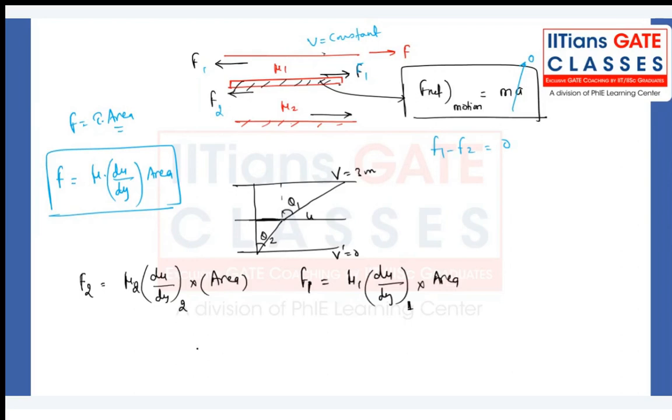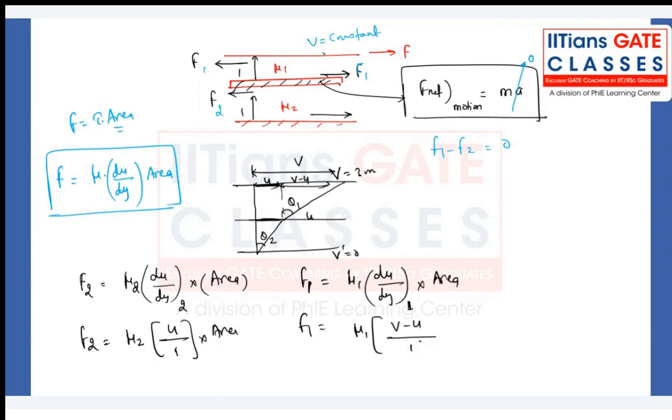So what about force 2? Mu2 into du by dy will be what? U, tell me, guys, U divided by what? Gap. What is the gap between the plates? 1, into area. And what about force 1? This is the total velocity, right? And this is the intermediate plate velocity. Then what about this one? V minus U. So mu1 into V minus U by 1 into area.